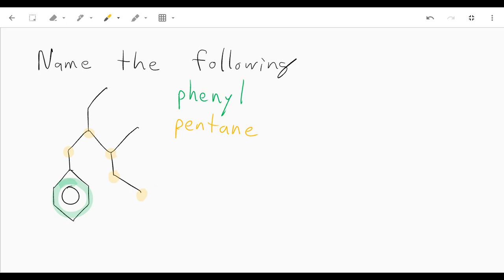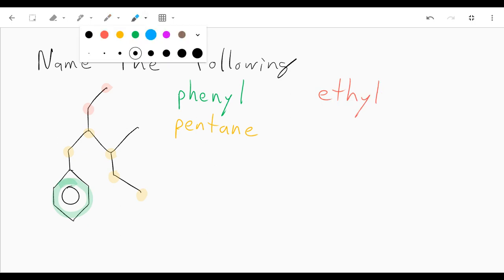What else do we have in terms of branches? Well, we have 2 different types of branches. One of these is an ethyl branch. The other one is a methyl branch. It just has 1 carbon at its terminal vertices.